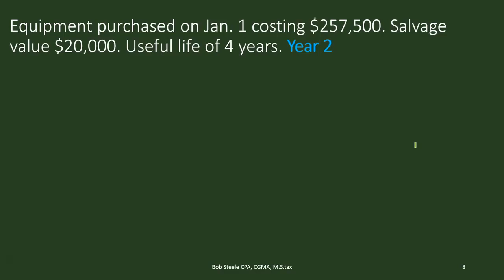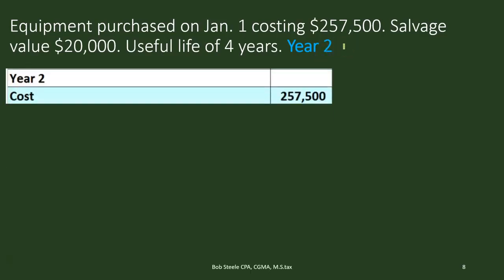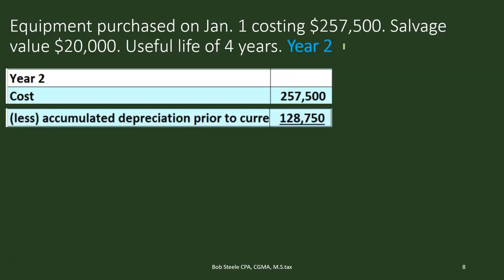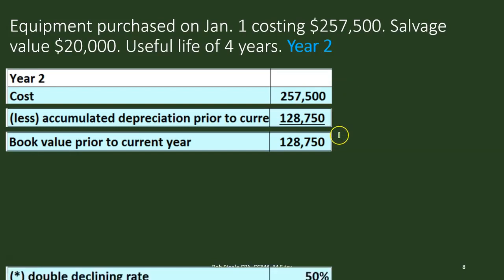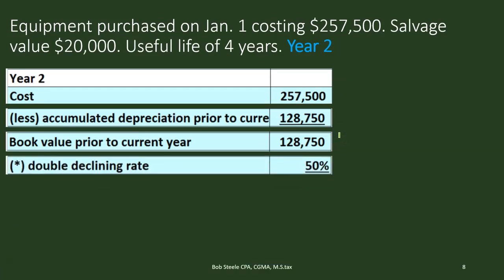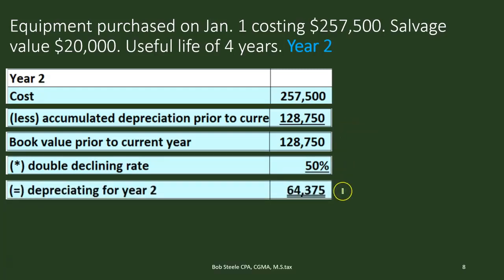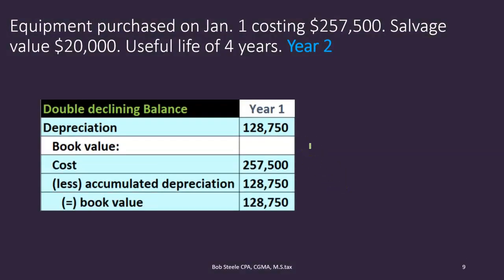So if we look at year 2 then, we're going to do the same type of calculation. We're going to go to year 2, and we're going to take the cost less the accumulated depreciation prior to the current year. So the accumulated depreciation we had from last year is the depreciation expense up till that point, which was 128,750. So the book value before the current year, before we calculate the depreciation for year 2, is 128,750. And then we're going to multiply it times the double declining rate, being the 50%, which we calculated first off, and that will give us depreciation for year 2 of 64,375.